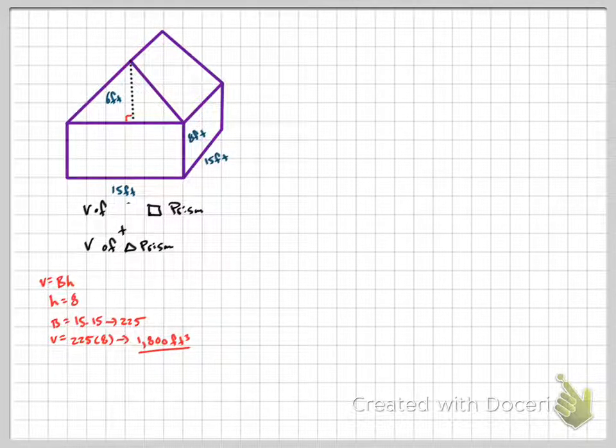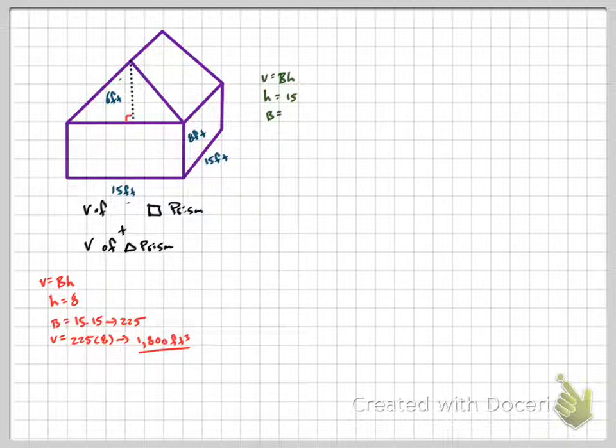Now for our triangular prism that's on the top, our volume is still B times H. Remember now, height is the distance from base to base. This triangle is one of our bases. There'd be a triangle in the back as well. So the distance, or the height, would be that length there, which is 15.